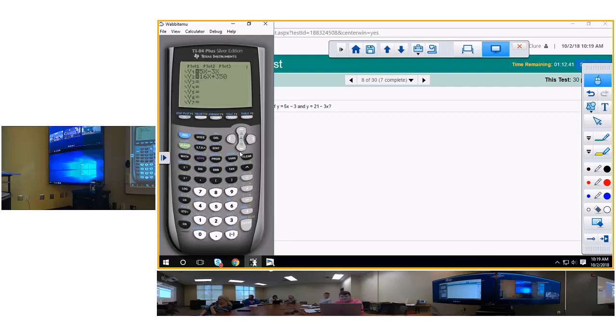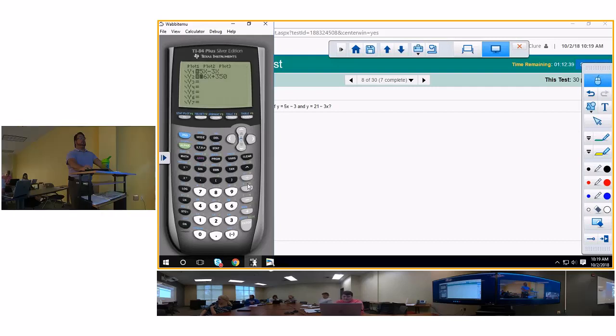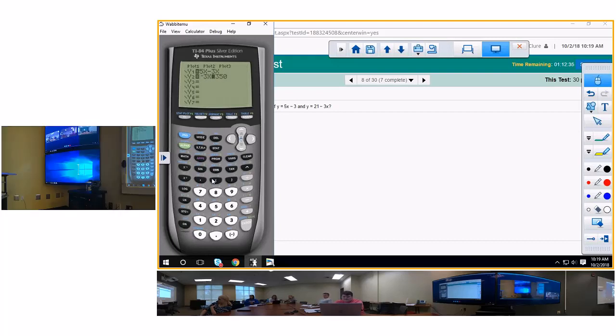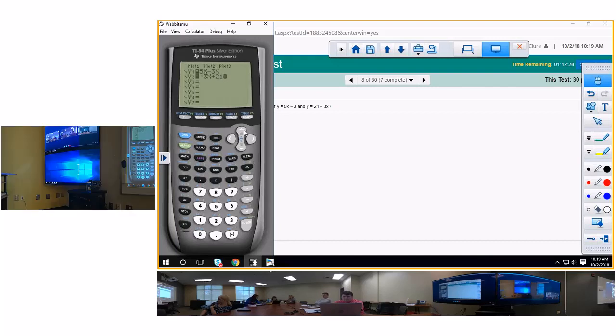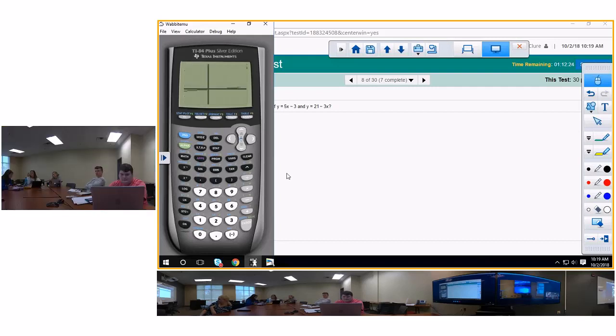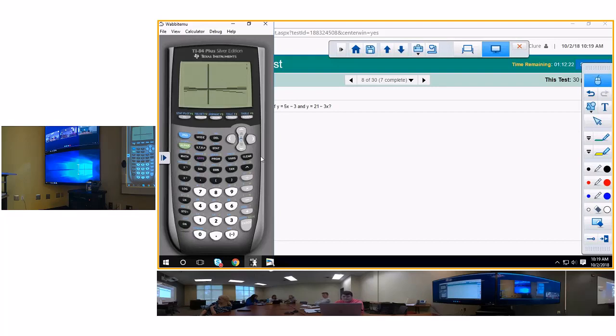Delete. And negative 3x, I'm trying to be smart again. Negative 3x plus 21. And graph. It says 3x. Did I not type in negative 3x? Let me check. Thank you.